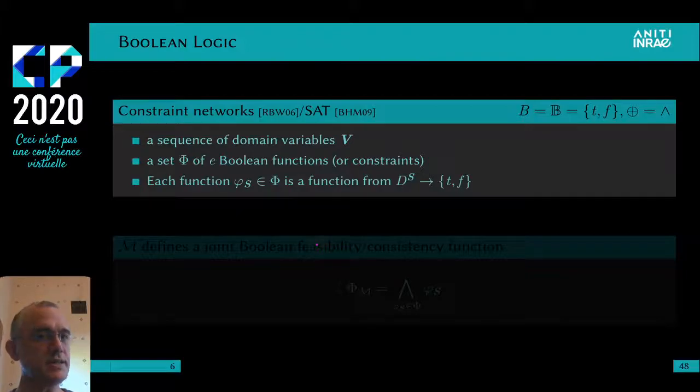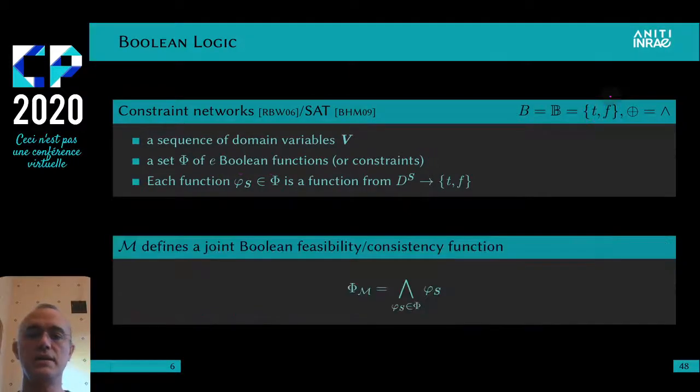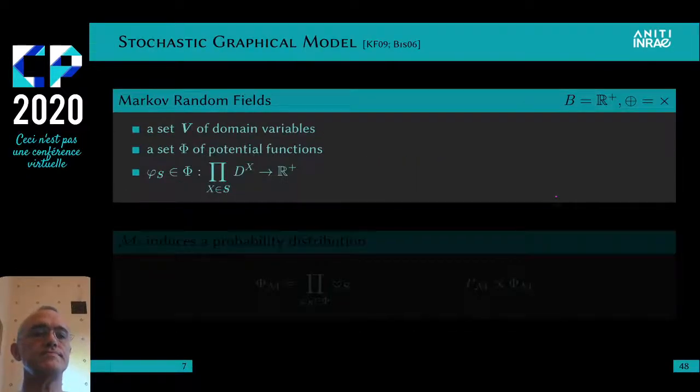Examples for constraint networks and SAT. You have a sequence of domain variables. You have a set of Boolean functions because essentially you are defining what is a solution or what is not a solution. So a solution will be considered as true and a non-solution as false. And then it's very simple. The joint function will be the logical conjunction of all these small functions which emit Booleans. And that's it. You have defined constraint networks and SAT, or let's say CNF formulas, at the same time, just changing the language for functions.